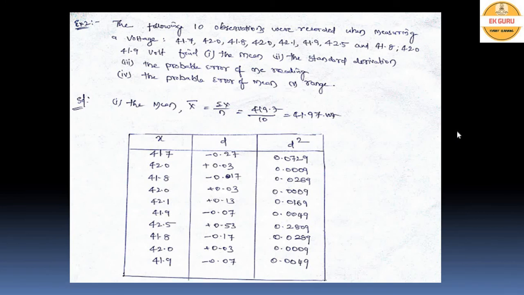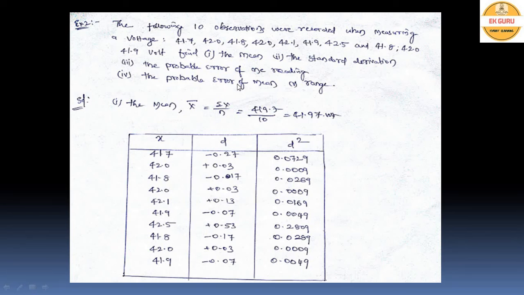Now let us see the statistical analysis with an example. The following 10 observations were recorded when measuring a voltage. Those observations were 41.7, 42, 41.8, 42, 42.1, and so on, until 10 observations are given. Here we have to calculate the probable error of the mean, or the probable error.